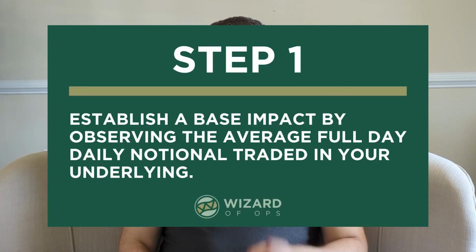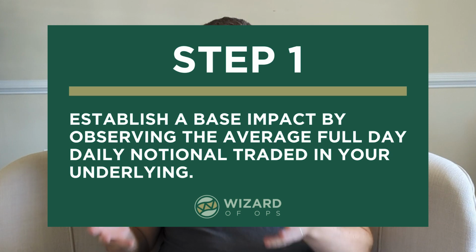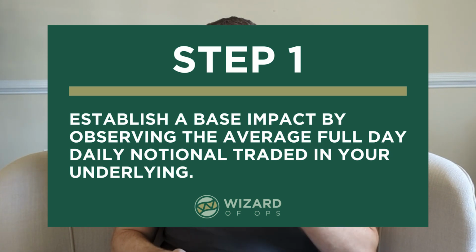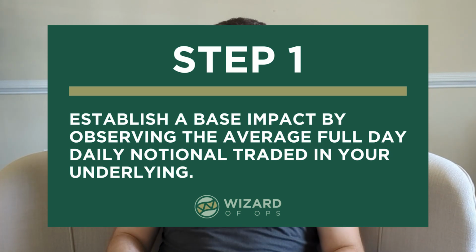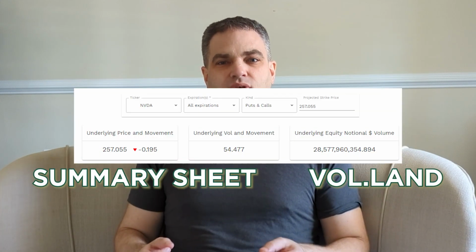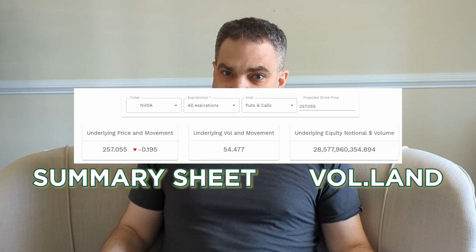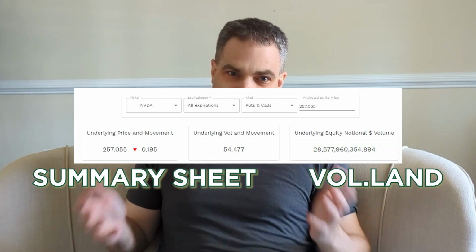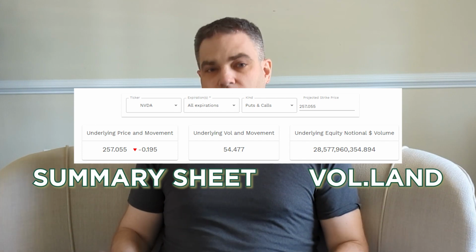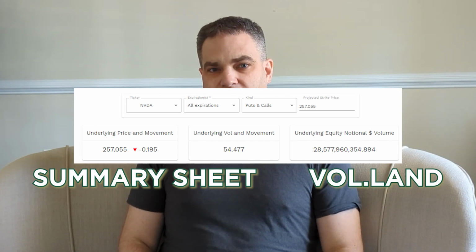So step 1, establish a base impact by observing the average full day daily notional traded in your underlying. In this case, NVIDIA has 28.5 billion in equity notional traded every day. To make an impact, NVIDIA needs 285 million, which is 1%, traded on it to make a significant impact. That is a rule of thumb. Every equity's liquidity is different.